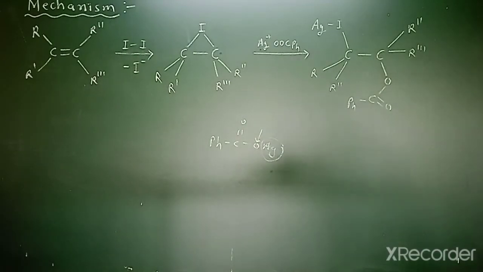In such a way, iodine breaks its bond, then one of the iodine makes a cyclic structure with two carbons to form an iodinium ion. This iodinium ion with one molecule of silver benzoate leads to the formation of a benzoate derivative, as we drew on the board.